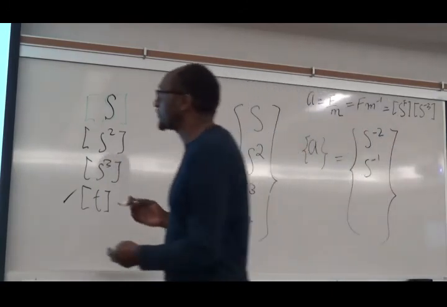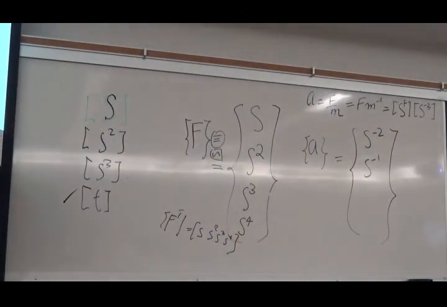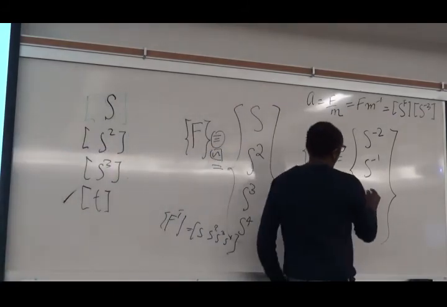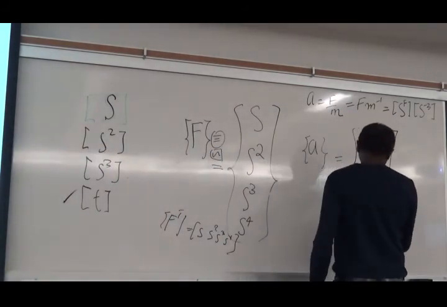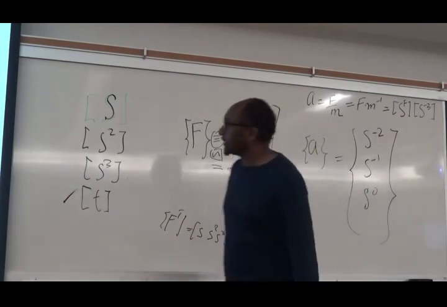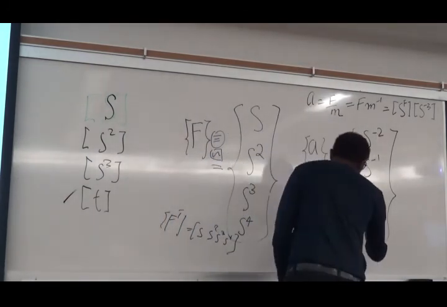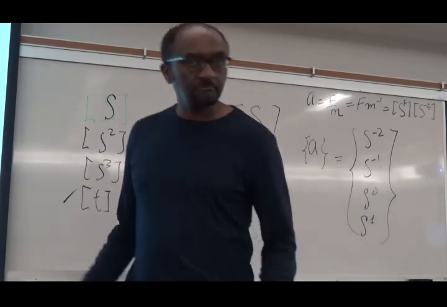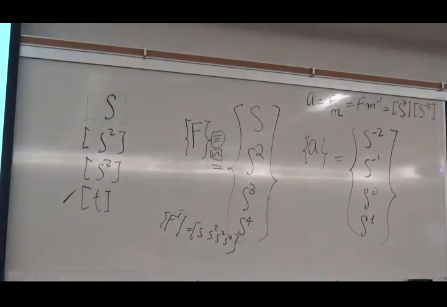So I could do the same thing with the other one. I have S cubed, multiply S minus 3, then that's S to the 0, and then the last one is S to the power of 1. Okay. Everybody with me so far? Not a big deal. But he is just following the argument.